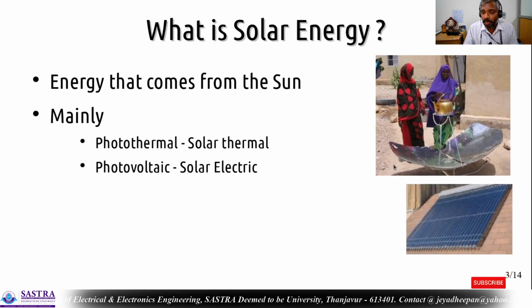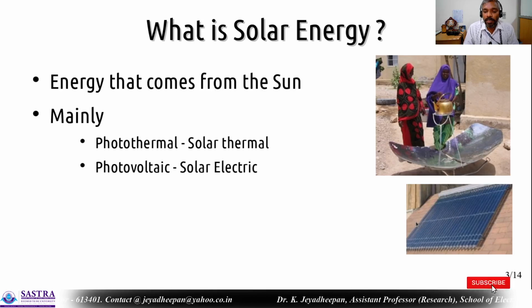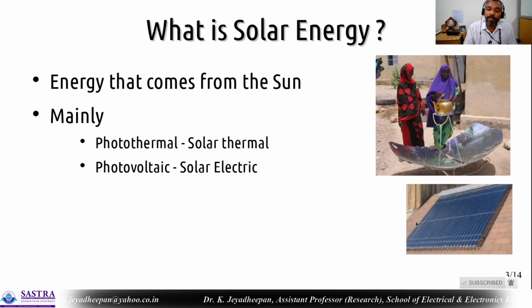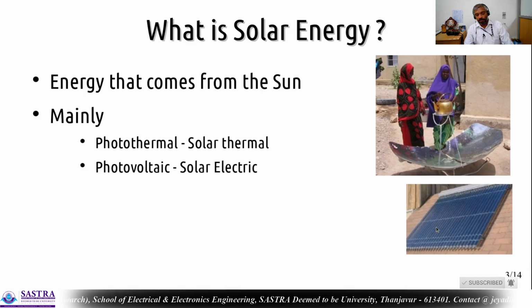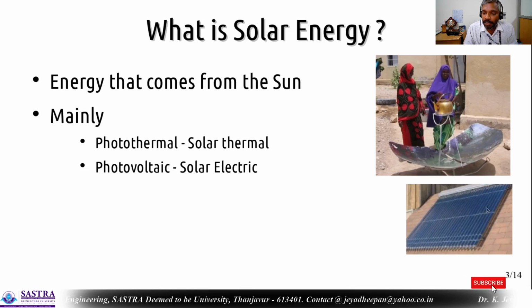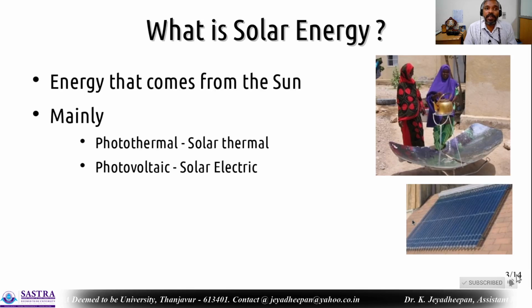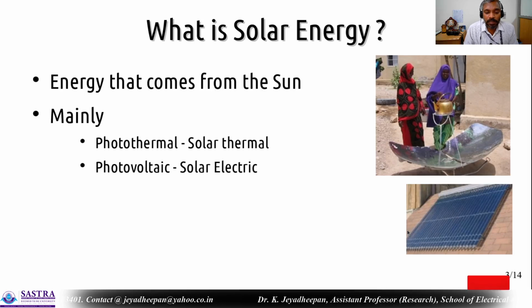Next, all of us know this is a solar water heating system. Here we are using the sunlight to heat the water. Sunlight is absorbed by some material and converted into heat energy, and that heat energy is used to heat the water. So here it is direct heat utilization: sunlight is converted into heat energy, and that heat energy is used to heat the water or something.